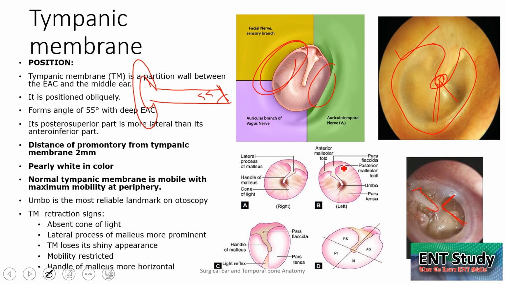The handle of the malleus has become more horizontal. The mobility is restricted, and you could see that the structures that are normally visible at the medial wall of the tympanic membrane, due to retraction, have come in contact with the tympanic membrane, and the tympanic membrane has just collapsed, and this is not how it should be.